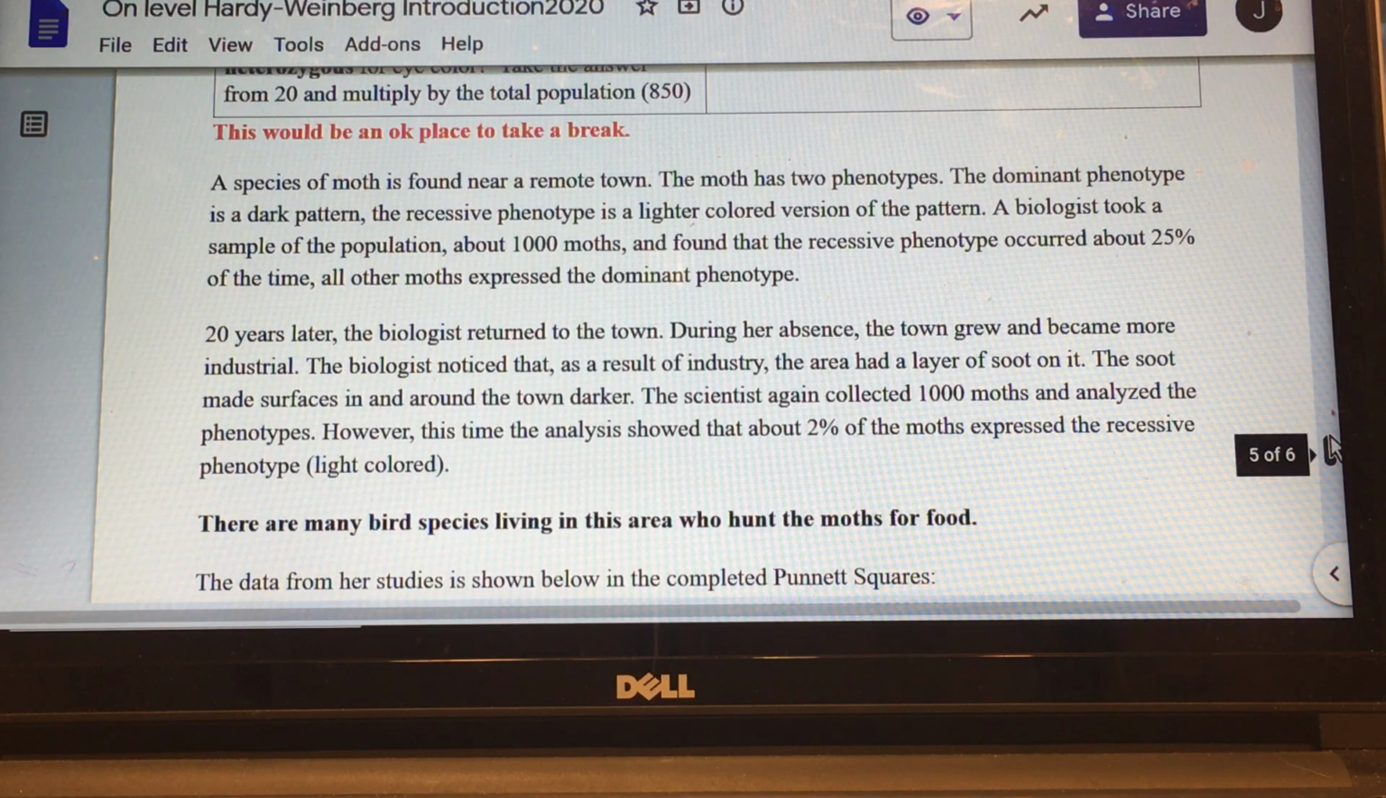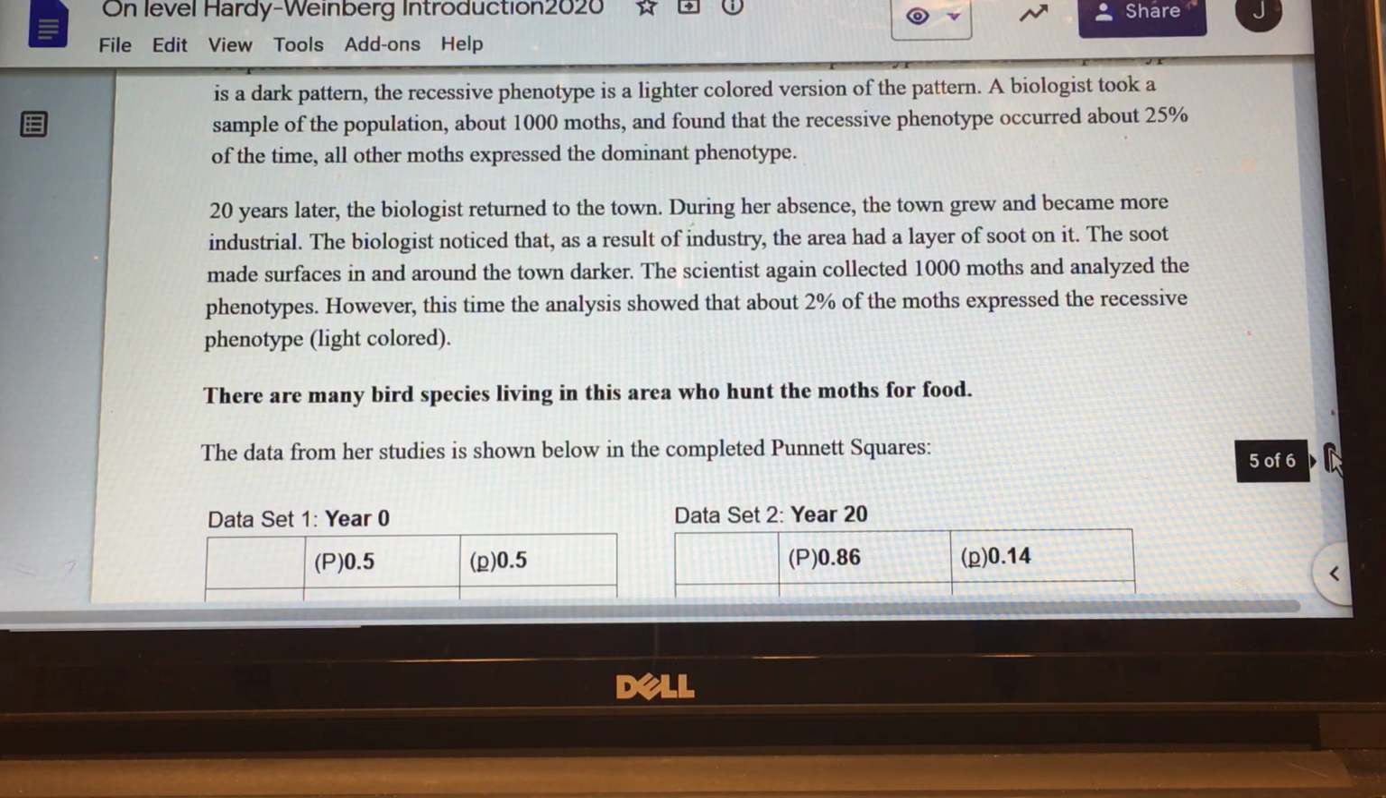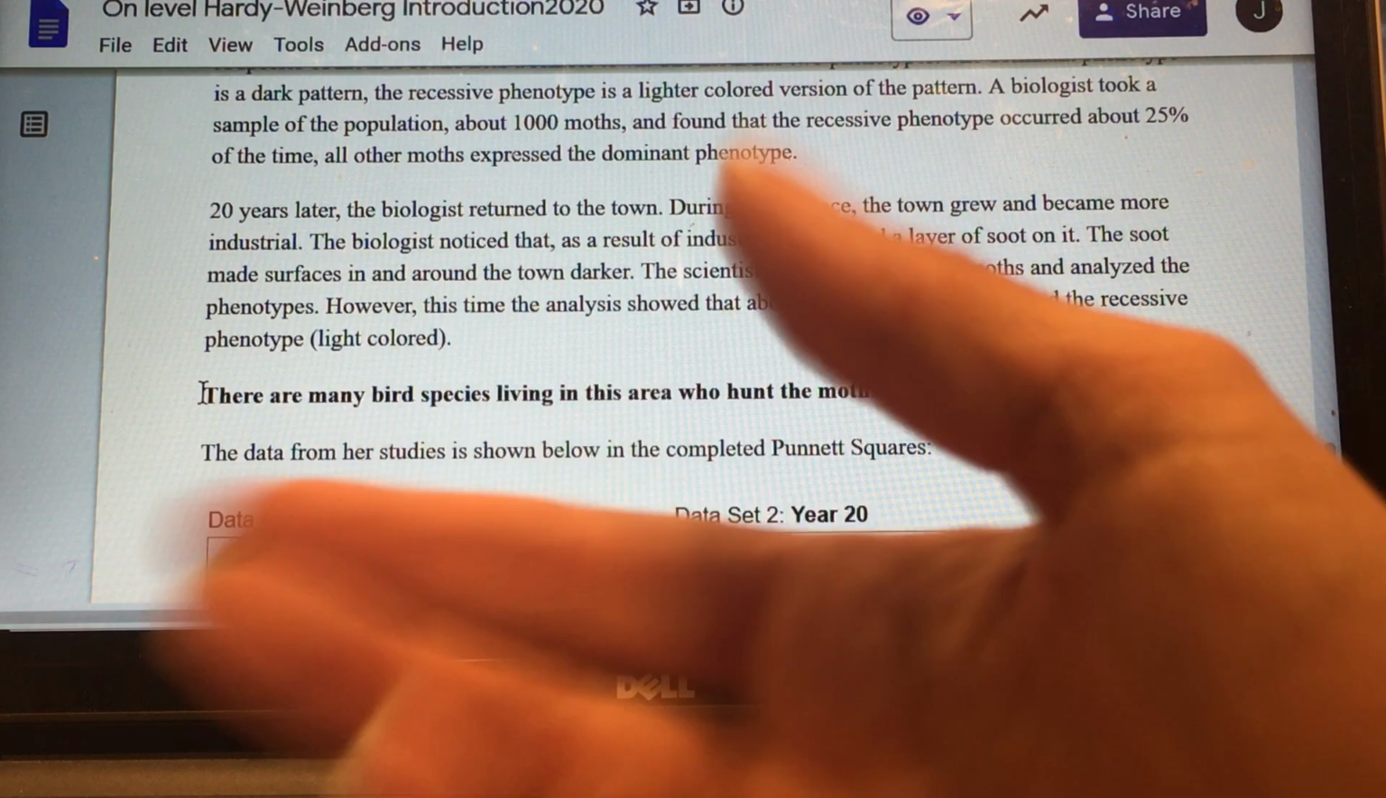So 20 years later, the biologist returned to the town. During her absence, the town grew and became more industrial. The biologist noticed that as a result of industry, the area had a layer of soot on it. The soot made surfaces in and around the town darker. The scientist again collected 1,000 moths and analyzed the phenotypes. However, this time the analysis showed that 2% of the moths expressed the recessive phenotype, and that means 98% were dark.